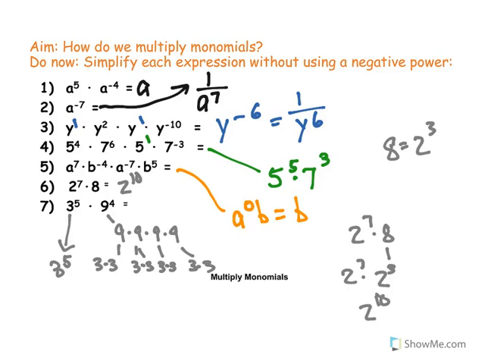So 3 to the 5th times 3 to the 8th altogether is going to give me 3 to the 13th, because that's how many powers of 3 I will have. Each of those 9s is 2 3s, so 4 9s is 4 times 2, which is 8, plus the other 5 is 13. So let's start to talk about a monomial. Okay?